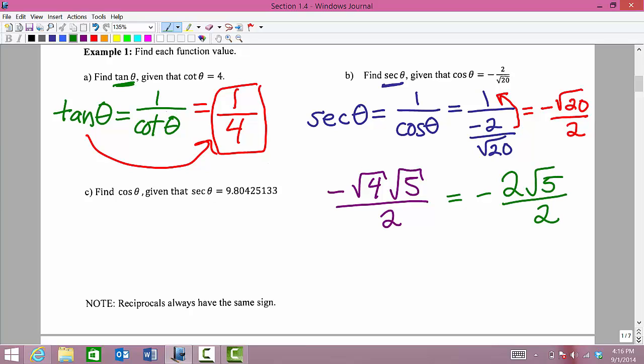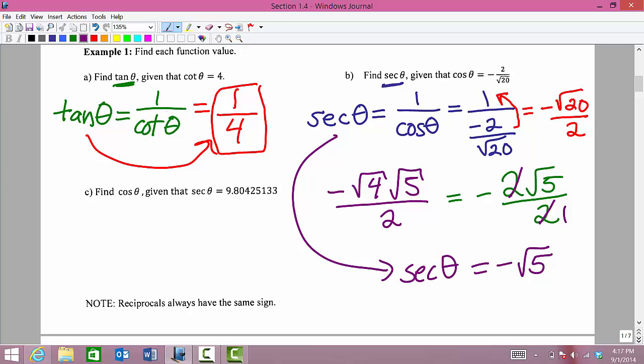So we want to simplify any square root that has a perfect square factor underneath it. Now that square root of 4 is written as 2, the 2's are both on the outside and we can cancel those. So we end up with negative square root of 5 divided by 1, but of course that's just negative square root of 5. So secant theta is equal to negative square root of 5.